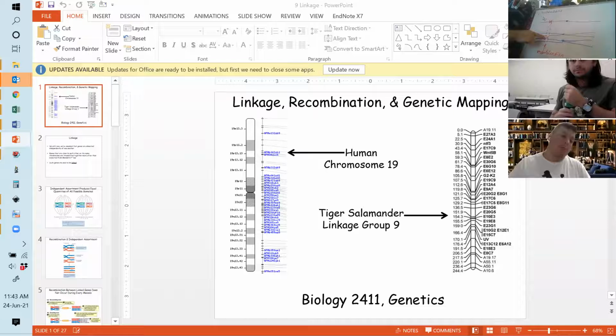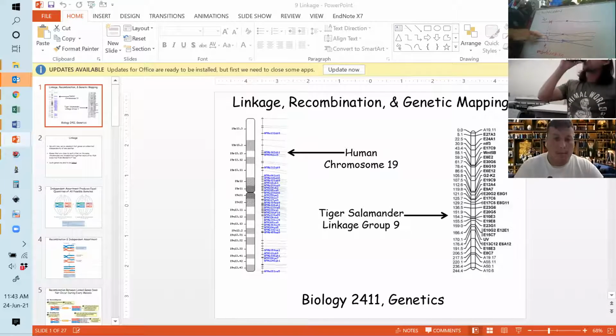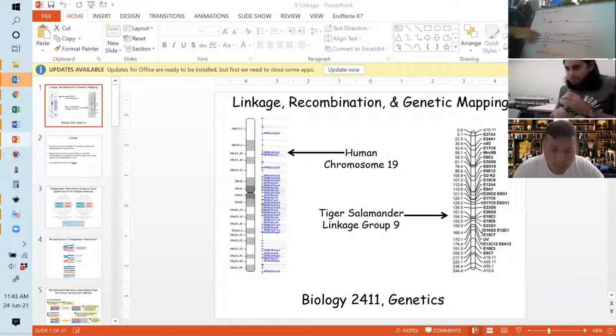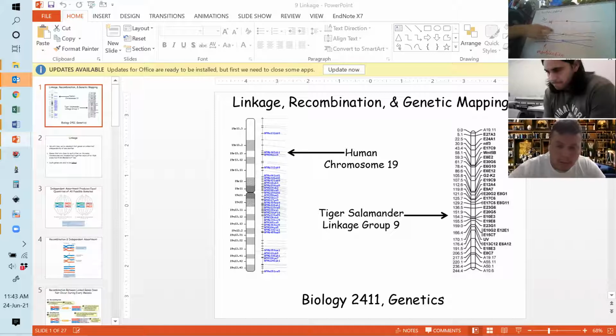Now, if it occurs here, it's not going to occur here, or here, or here, or here, or here, or here. So you only get one recombination per arm of the chromosome.